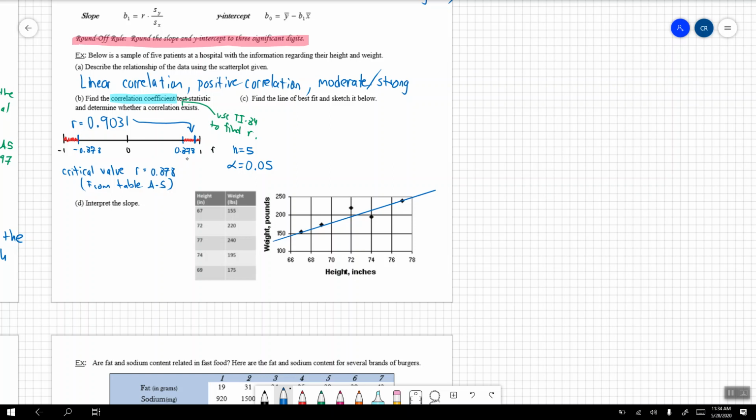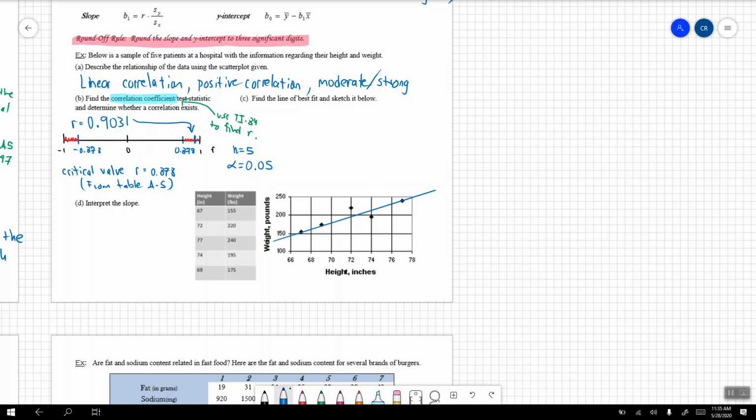Which means, is there a correlation? Yes. How strong is it? Well, it's very strong, because this correlation coefficient is fairly close to 1. So does there exist a correlation? Yes, there exists a correlation, and it is strong.